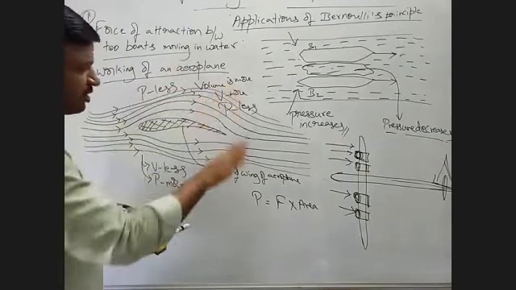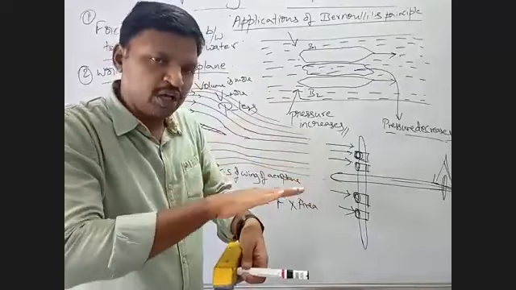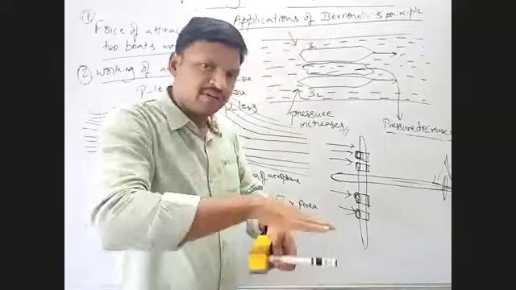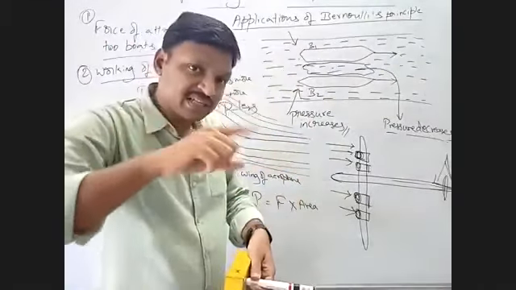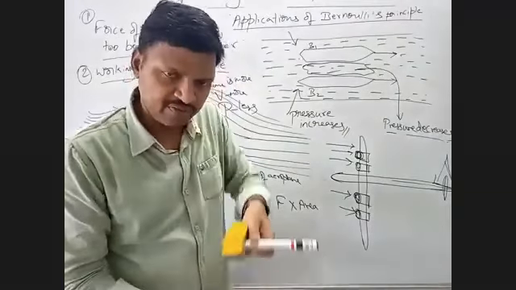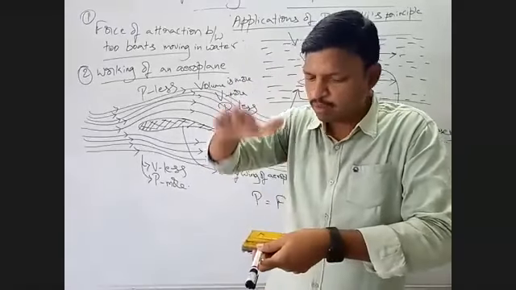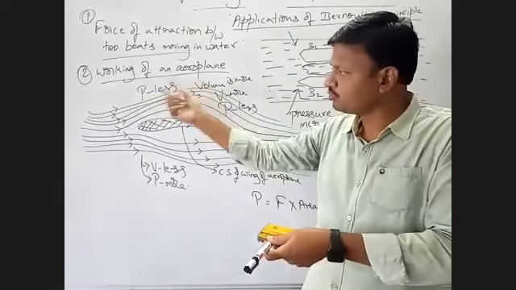Volume is more where? Above the wing. Volume is more, pressure is lesser, above the wing. Volume of air is more, pressure is less. And below the wing, see, the flight is moving like this. Above the wing the volume of air is more and the pressure is less.